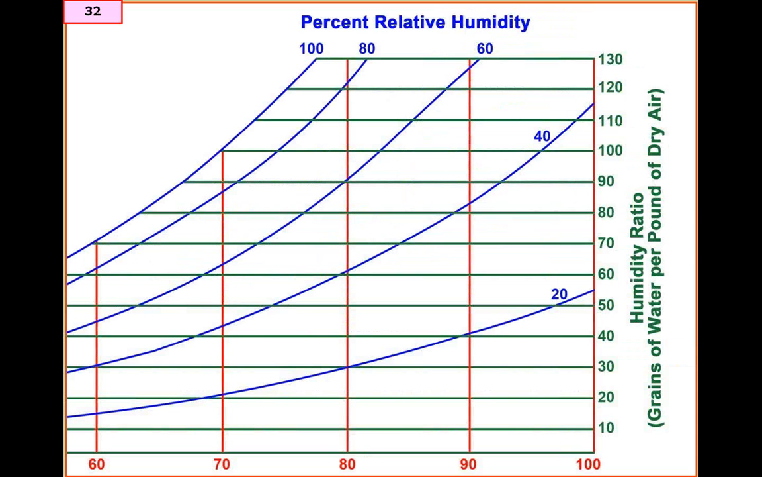So here's a close-up version of the same psychrometric chart, and just as an example, if we had 80 degrees temperature, which is the vertical red line, and we measured 40% relative humidity, and then followed where the two lines crossed, we extend that horizontally off to the side, and we find the grains per pound ratio. This is the actual moisture content ratio of 60 grains per pound.